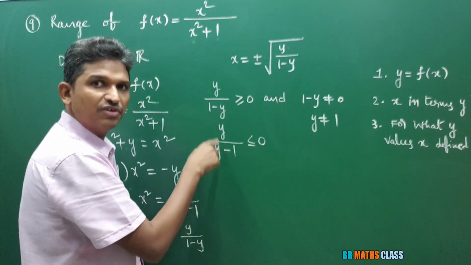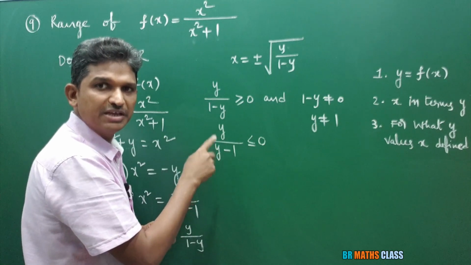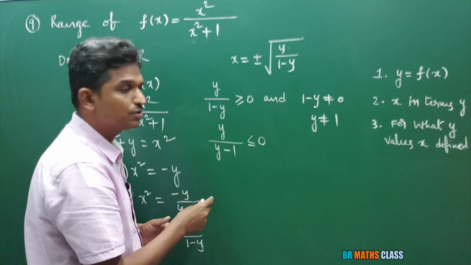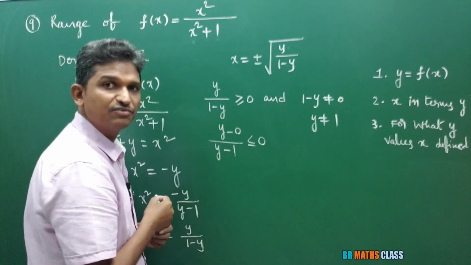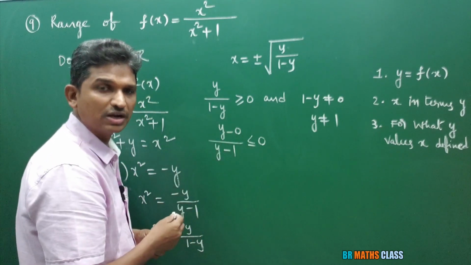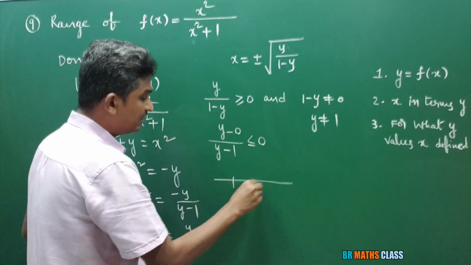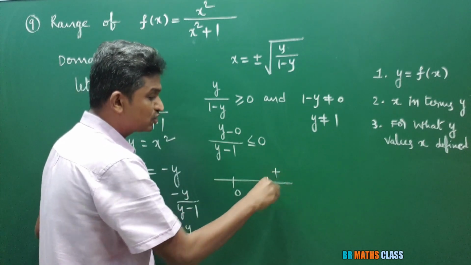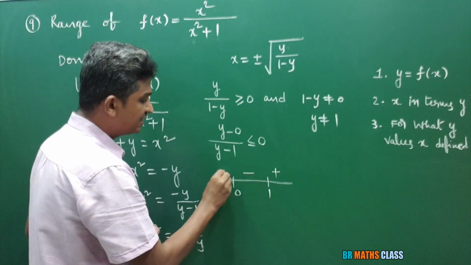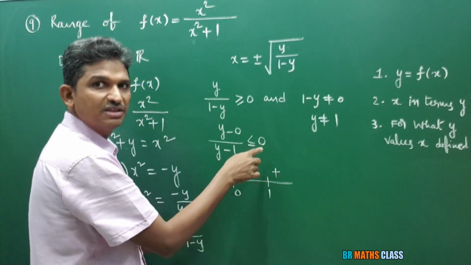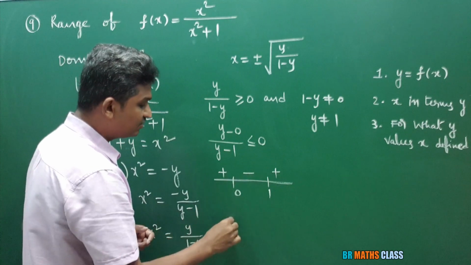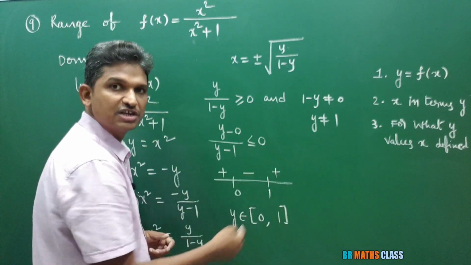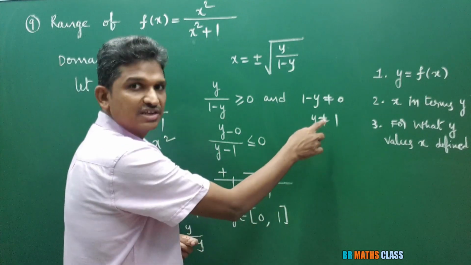If it is in the form of y minus a divided by y minus b, by using the wavy curve method, I can easily say for what values of y this inequality holds good. So here this y I can write as y minus 0. Y minus 0 is the same as y only. You mark these numbers on the number line. Now equate this to 0, you will get 0. Equate this to 0, you will get 1. In the rightmost corner plus, and then alternate symbols. Now less than 0 means negative sign, so I want these values. So y belongs to the closed interval 0 comma 1. I need to consider this one also.